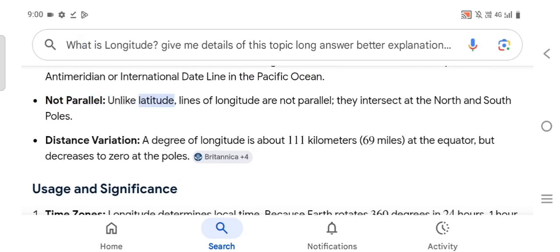4. Not parallel. Unlike latitude, lines of longitude are not parallel. They intersect at the north and south poles. And 5. Distance variation. A degree of longitude is about 111 kilometers, 69 miles, at the equator, but decreases to 0 at the poles.